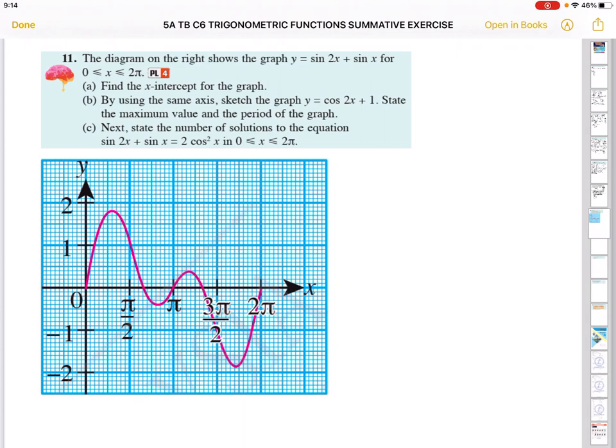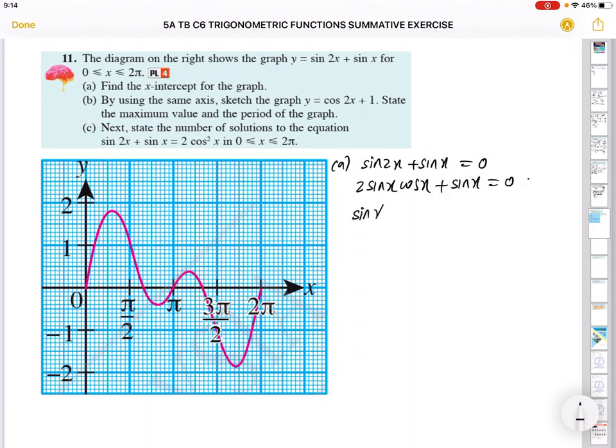Now, I hope you remember your double angle formula for sine 2x. Sine 2A is 2 sine A cos A. In this case, 2 sine x cos x. Okay, now you want to take out your sine x, you're left with 2 cos x plus 1 equals 0. Alright, and then your sine x is either 0 or your cos x is negative 1 over 2.